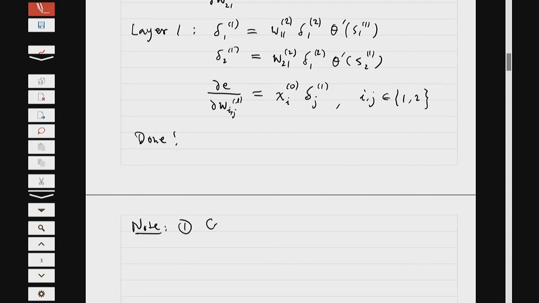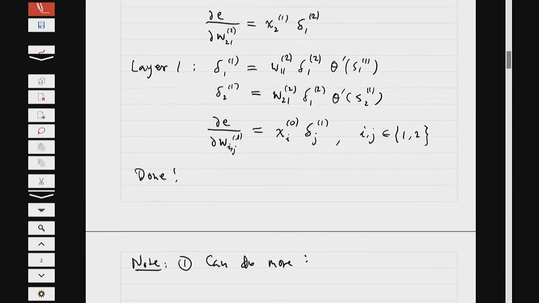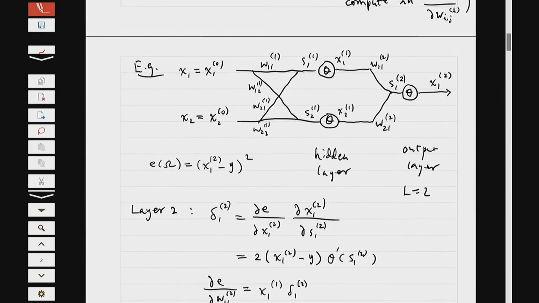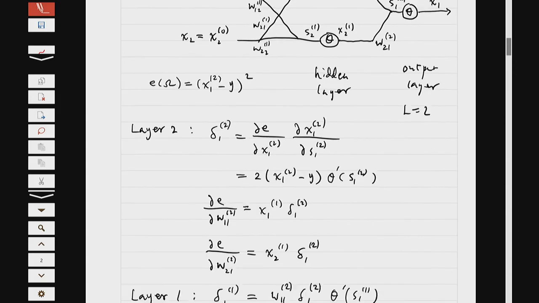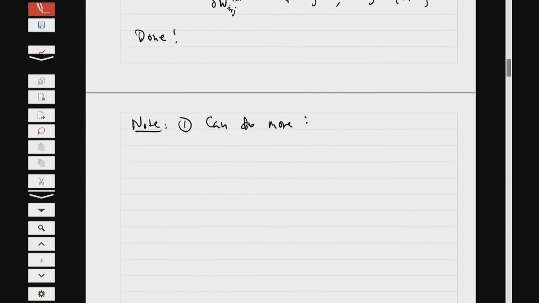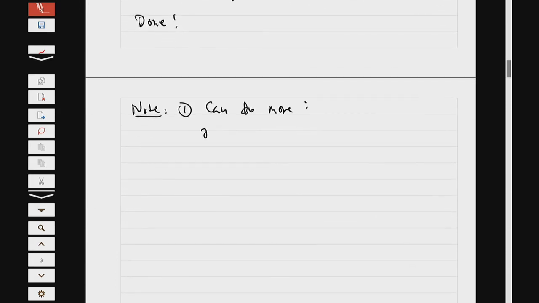First thing is that we can do more. We can further push back this idea of backpropagation to study not just the sensitivity to the S values. See, in backpropagation, delta is the sensitivity to S values. We can push even 1 more layer back to the original inputs of the neural network to study the sensitivity to the input of the neural network. So, for example, we can ask, what is partial E, partial x1 of 0?